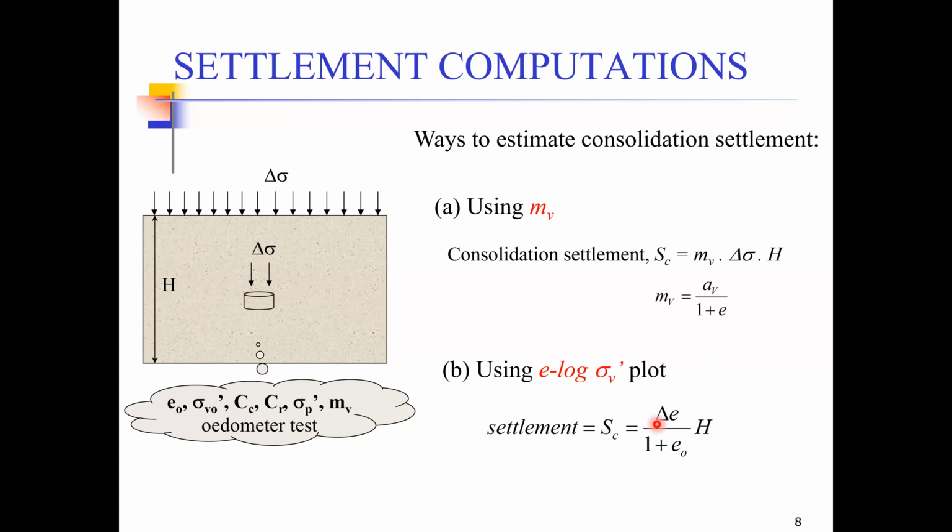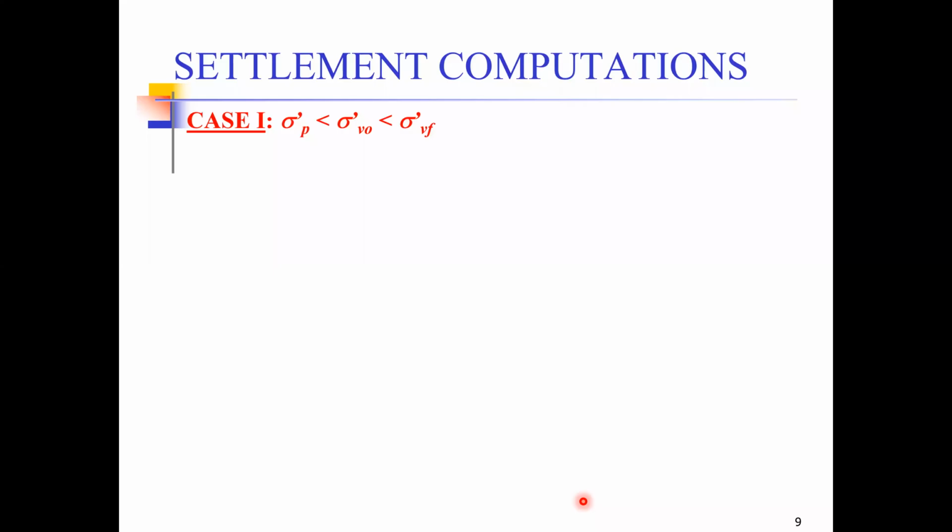The real difficult thing to determine is delta E, how to determine the change in void ratio upon application of certain stress. That is something which is a little tricky, and this is what we are going to discuss in the rest of this lecture. So for the determination of delta E, there are three different cases that we will discuss.